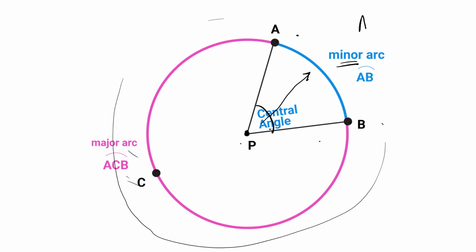Now how to write the minor arc? The minor arc is written as AB with the sign of the arc on top. But if you want to show the major arc, then take at least three different points, meaning A, C and B. Don't write AB because AB is used to show the minor arc. So you will use ACB to show the major arc.